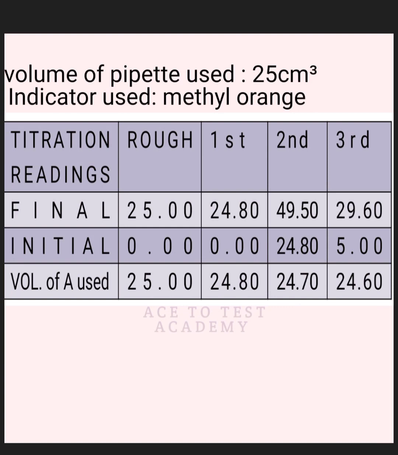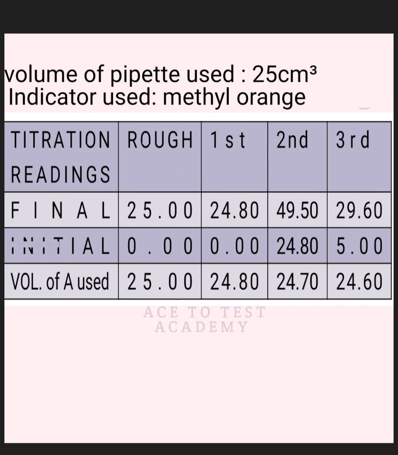But it must not exceed 50, because the whole burette is 50. So I have to refill again to maybe 5. Can refill to 10, can even refill to 0.00 again, but I refill down to 5. So if I add it together, I'm going to get 29.6. That's it. It's as easy as that.